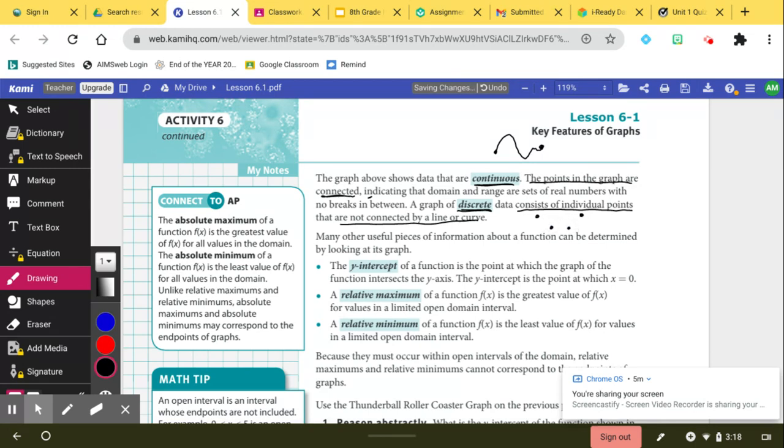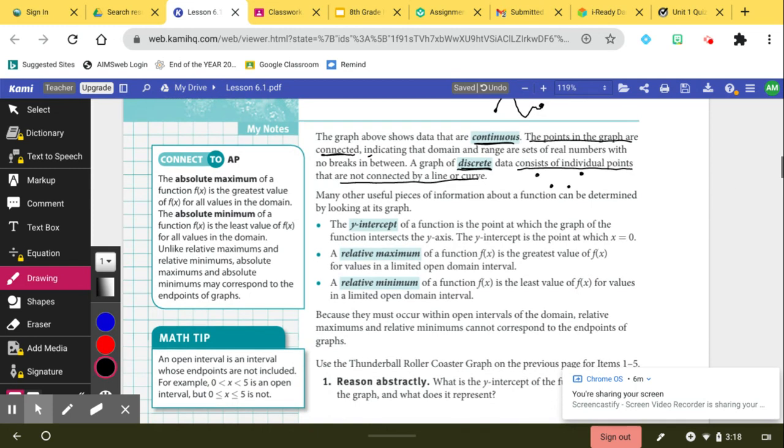And then there's other things that we can look for in our graph. We can look at the domain and range and identify which one's my independent and dependent variable. We can identify whether this graph shows continuous or discrete data, but then there are also key features we want to be able to identify. Many other useful pieces of information about a function can be determined by looking at its graph, and these are what I want you to write down in your math notebooks. The y-intercept of a function is the point at which the graph of the function intersects the y-axis. The y-intercept is the point at which x is equal to 0.